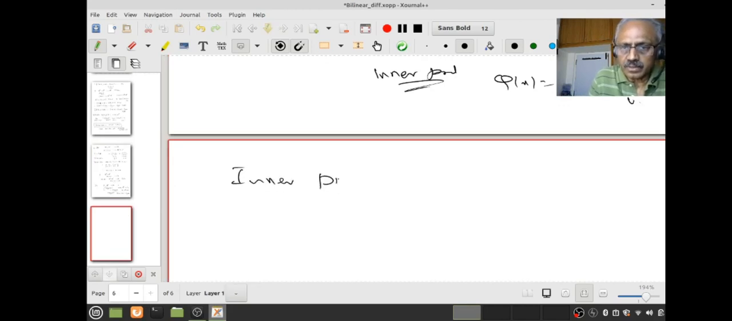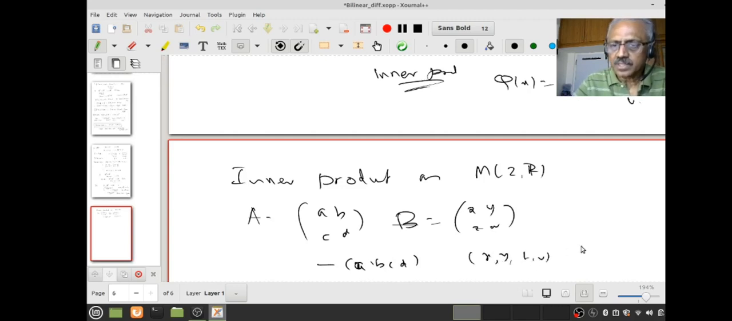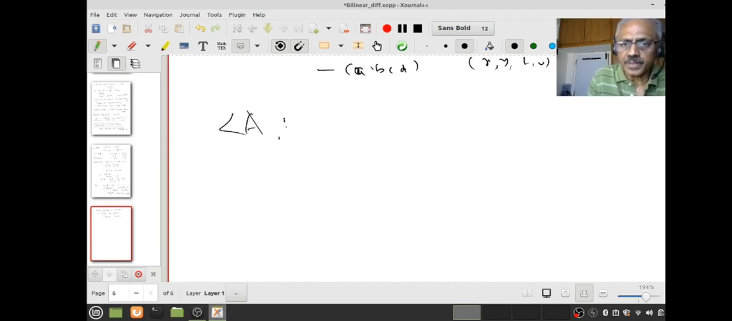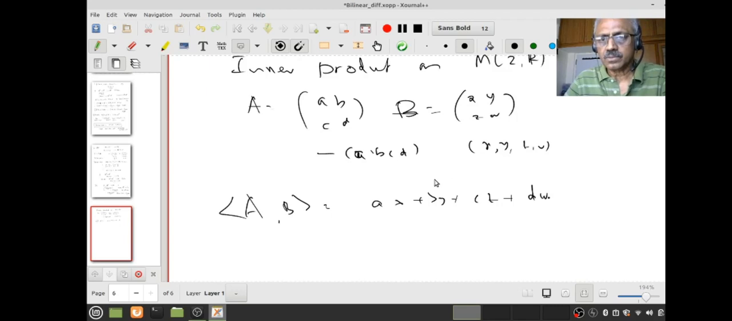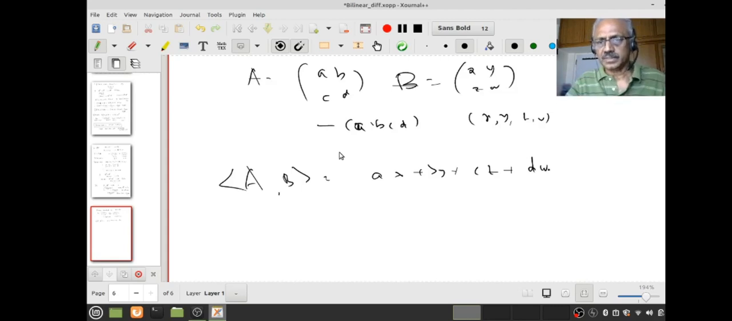on M2R. That's very easy. Suppose I have A equal to ABCD, and let us say another B equal to something like XYZW. Then I can identify this with A, B, C, D, and this with X, Y, Z, W in that order. Therefore the dot product, that is inner product AB, equals AX plus BY plus CZ plus DW as ordered quadruples in R4. You understand this? But then this is the way you identify. You could also identify with A, C, B, D, or in any fashion. But we just went by first row followed by second row, top to bottom and each row left to right. With that identification we did that.